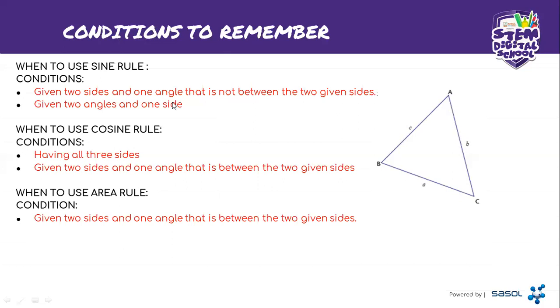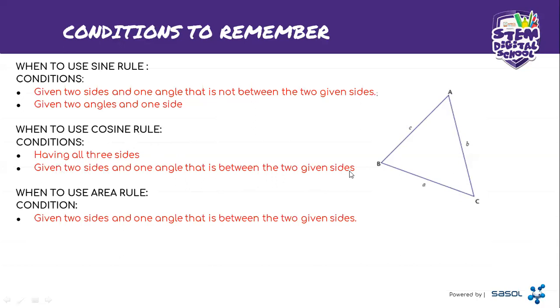have the following condition. First, having all three sides. In a triangle that has all three sides, you just have to know that there you are going to use a cosine rule. Okay? And then the last condition, it says, given two sides and one angle that is between the two given sides.